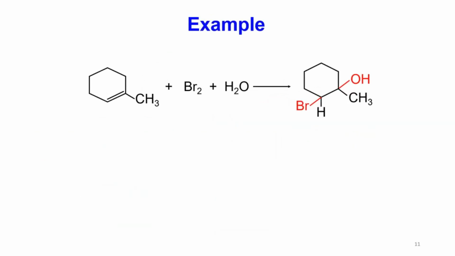For example, here we have an unsymmetrical alkene reacting with bromine water. The bromine will bond to the carbon that has the greater number of hydrogens, while the hydroxyl will bond to the other carbon.